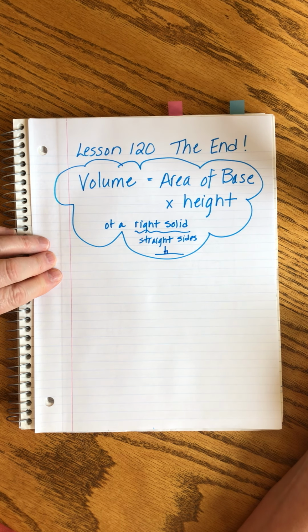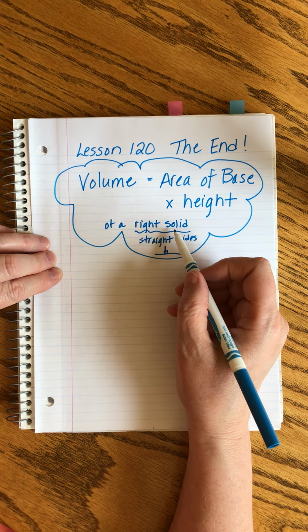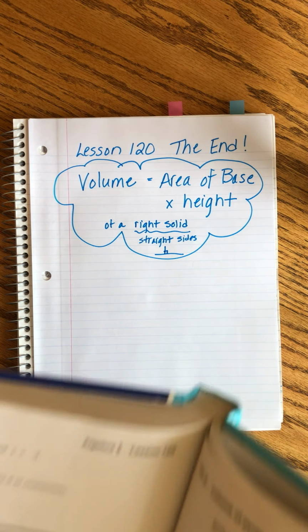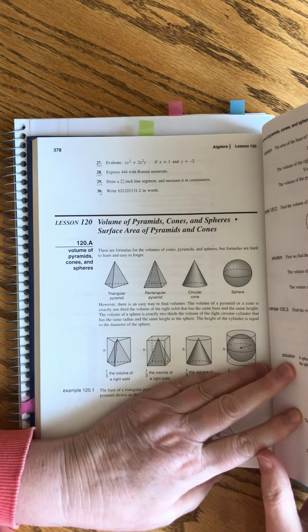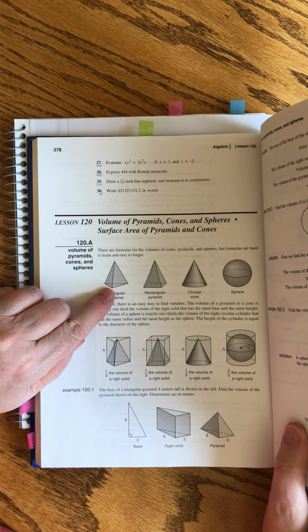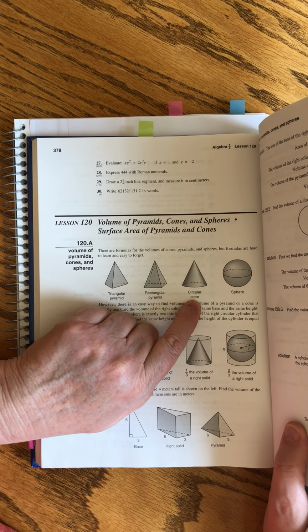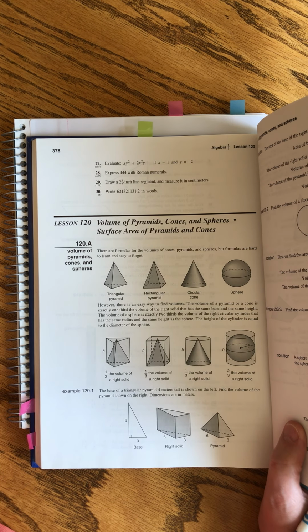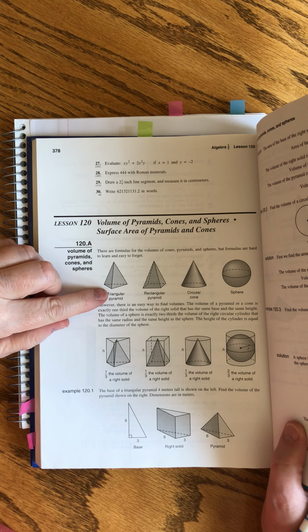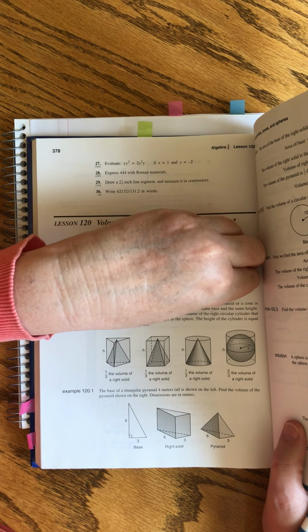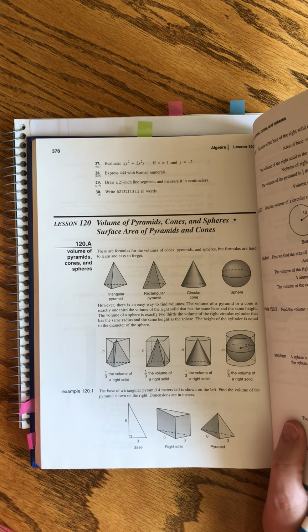But what if you're dealing with an object that is not a right solid? What if it's got tippy sides? Okay, and I'm not going to take the time to draw them. I'm just going to show you them in the book. Things like this: a triangular pyramid, a rectangular pyramid, a cone, or a sphere. Okay, these are objects that have a familiar looking base, right? This base is a triangle. This one's a rectangle. This one's a circle. That doesn't really have a base. What if you wanted to try to find the volume of those?